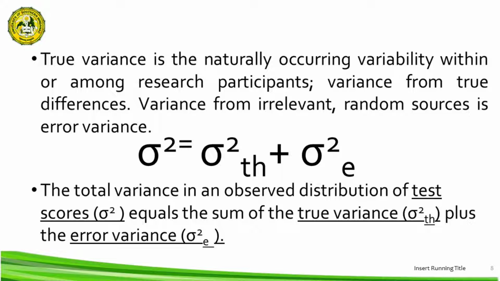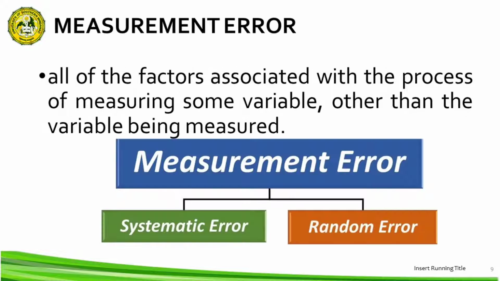Because error variance may increase or decrease a test score by varying amounts, the consistency of the test score, and thus the reliability, can be affected. In general, the term measurement error refers collectively to all of the factors associated with the process of measuring some variable other than the variable being measured.